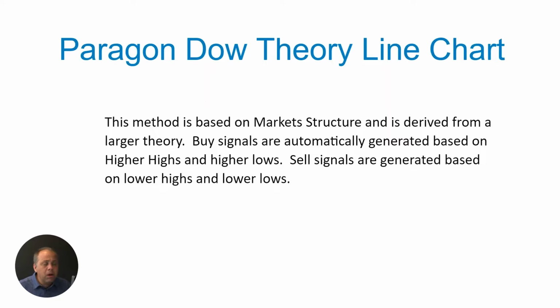So we'll start with the Paragon Dow theory line chart. This is based on market structure and is derived from Dow theory. In a nutshell, the Dow theory is going to generate buy signals when you get higher highs and higher lows. It's going to generate sell signals when you get lower highs and lower lows. And so it's all built around this market structure. Higher highs, higher lows means that you're in an uptrend and the stock is moving up. That'll generate a buy signal using this Paragon Dow theory method. If the opposite is happening, it's going to give you sell signals.